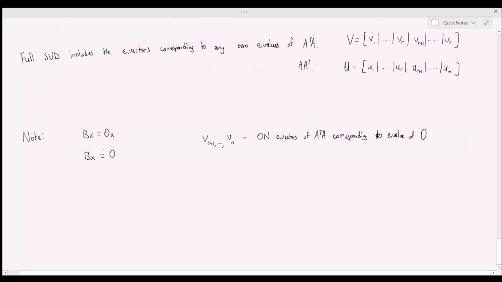So if it's corresponding to an eigenvalue of 0, then essentially they're just going to be vectors that were in the null space of A transpose A. So you really just need to find an orthonormal basis for the null space of A transpose A.